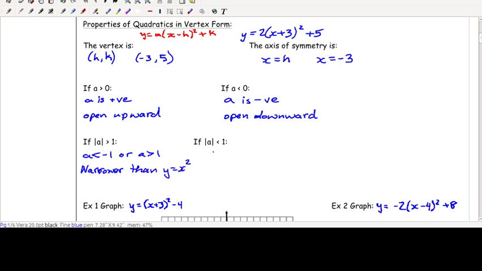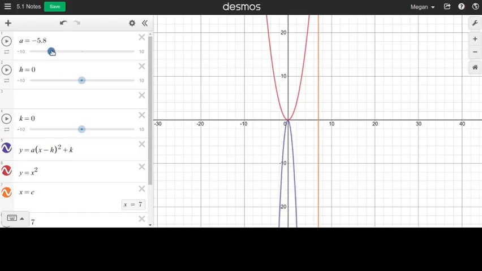On the other hand, if absolute value of a is less than 1, so this is a is between -1 and 1, go back to our Desmos, that would be anything between -1 and 1, so my parabola gets quite wide. Closer I get to 0, the wider the parabola. Then the closer I get to 1, the closer I get to my regular old normal function.